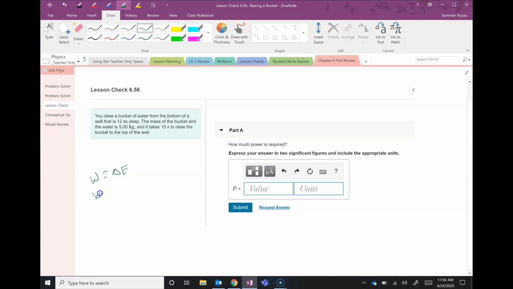In this particular case, our work is equal to our change in potential energy, or that m times g times change in h, because we're not changing the mass or the gravity, we're just changing the height. And we were given that change in height. And we also know that power is equal to work divided by time. So we are looking at the fact that it's mg delta h over t, or 5 kilograms times 9.81 meters per second squared times 12 meters divided by 15 seconds.